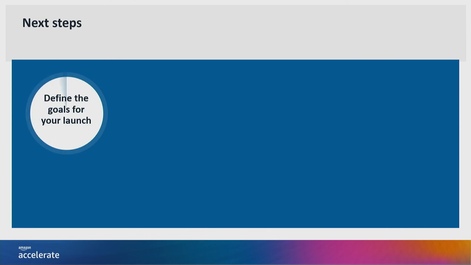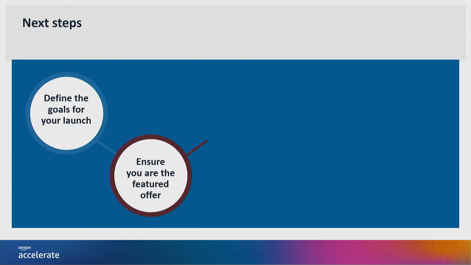Now that we've covered all the steps you can take to launch a new product on Amazon, let's make sure that we've covered what your next steps are. First, define the goals for your launch. So you're launching a new product, but what are your goals? Make sure you set them before you even start advertising. Next, ensure the products that you're advertising are the featured offer. Remember, there is no guarantee that you will ever be the featured offer, and you might have to earn it over several months. But once you do become the featured offer, your product should be ready to advertise.